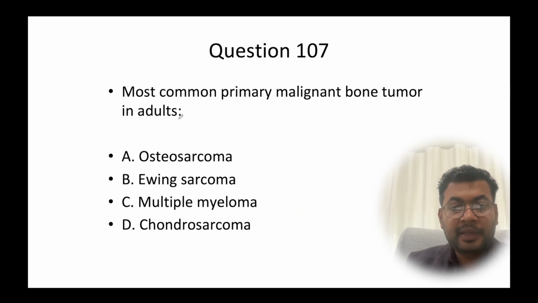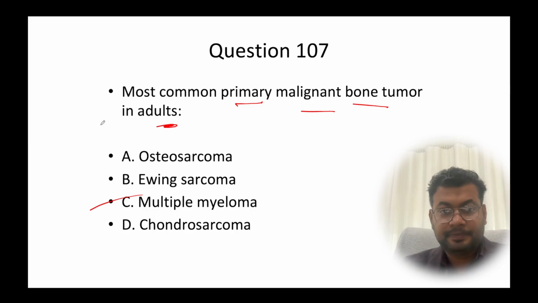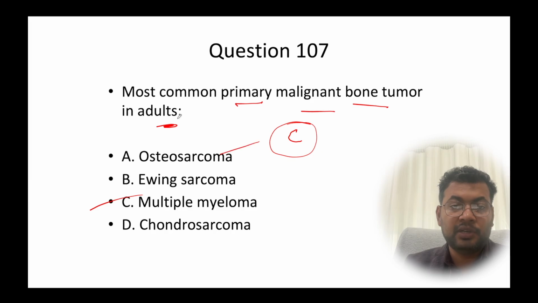Most common primary malignant bone tumor in adults. They are asking now primary malignant bone tumor in adults. So the answer is multiple myeloma. If the question was about children, it should be osteosarcoma. Now they are asking adults, then it is multiple myeloma.